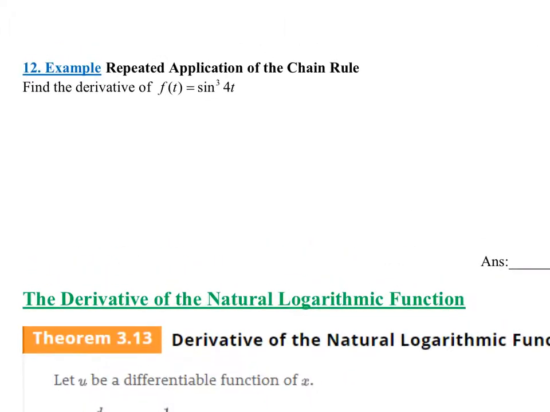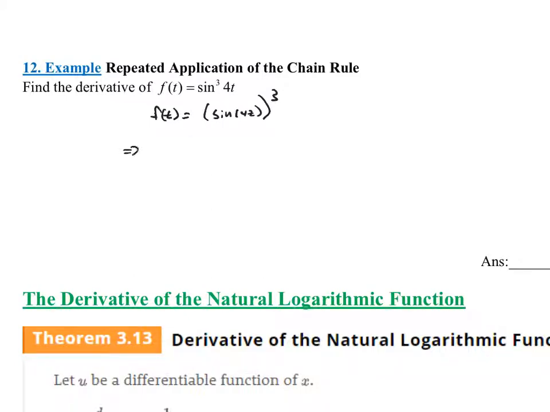Again, a nice test question here, so I want you to pay attention because a lot of people forget to multiply times the derivative of the inside of the inside. You're going to see what I'm talking about in just a second. So if we find the derivative of this, let me go ahead and rewrite this. How about I write it as the sine of 4t quantity cubed so you can really see what I'm doing.